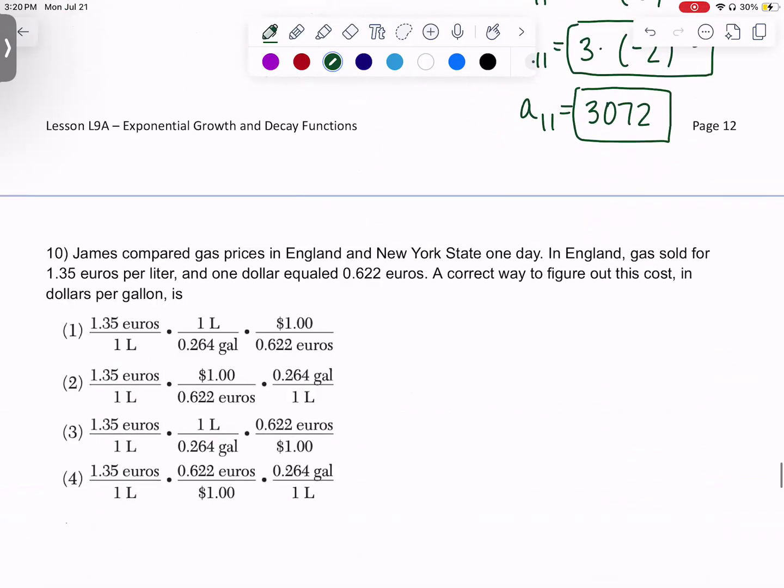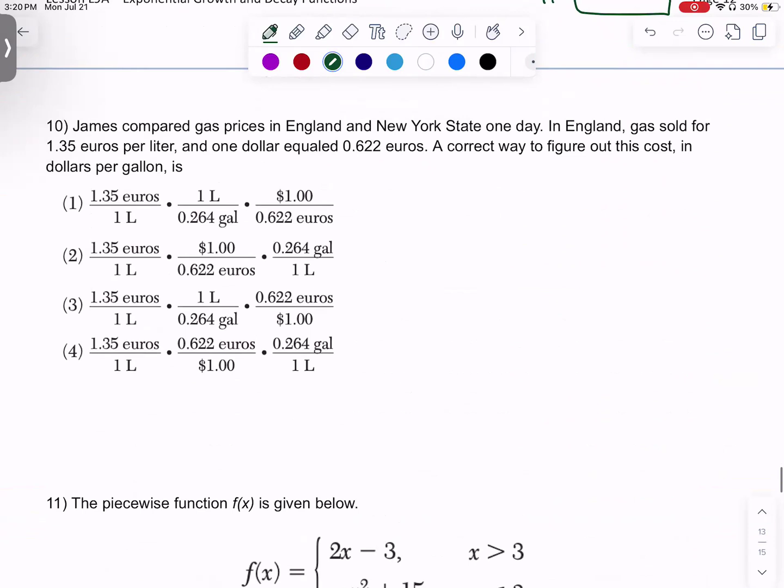Number 10, a good review of the unit conversions, dimensional analysis that we did. We want to figure out the correct way to figure out the cost in dollars per gallon. So number 4 doesn't work because they both have euros on the top. Euros don't cancel. Number 3 doesn't work. Euros on the top, and again, euros on the top. Those won't cancel. We need euros on the top and the bottom.